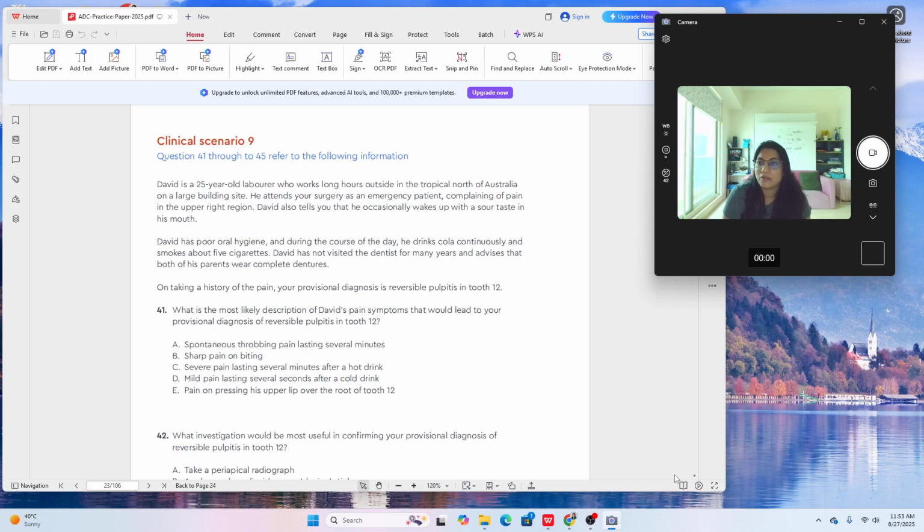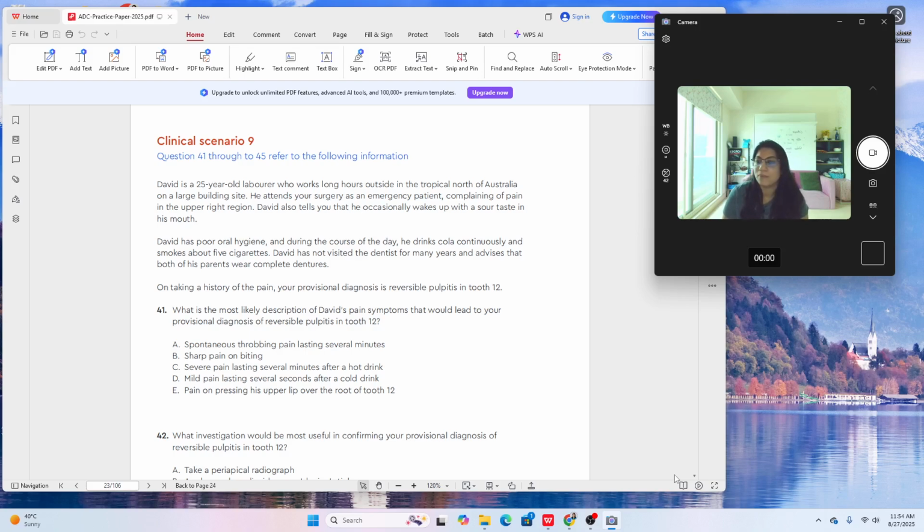So, David is a 25-year-old laborer who works long hours outside in the tropical north of Australia on a large building site. He attends your surgery as an emergency patient, complaining of pain in the upper right region. David also tells you that he occasionally wakes up with a sour taste in his mouth. What does this mean? Why is this line important? Sour taste in the mouth, he has an acid reflux, that is what it means. So he's got a bit of a reflux, and that is why when he wakes up, he has a sour taste in the mouth.